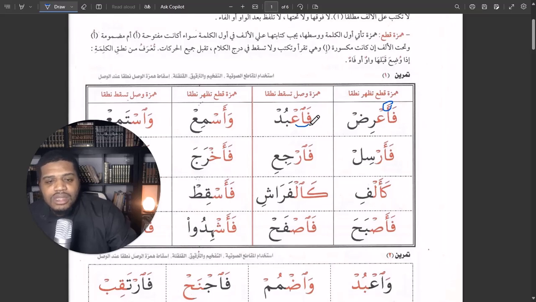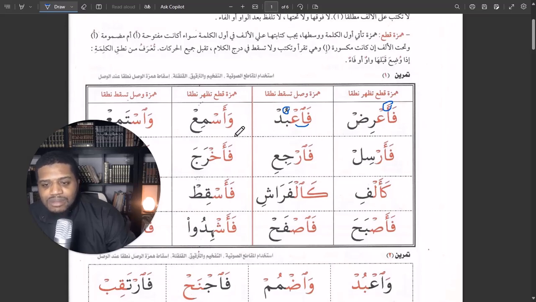So let's just say this fa was not here and we were starting on this Hamzatul Wasl. How would we say this Hamza? We would say oo. Why? Because first and foremost, there's no lam after it, so we can't say a. Then we go to the middle letter. The middle letter is the ba here. It has a dhamma on it. So here you would say u, u'bud. But we have a fa before it. We have a letter before it, so we don't have to say this Hamza. And we just go straight to the ain. So we say fa'bud.